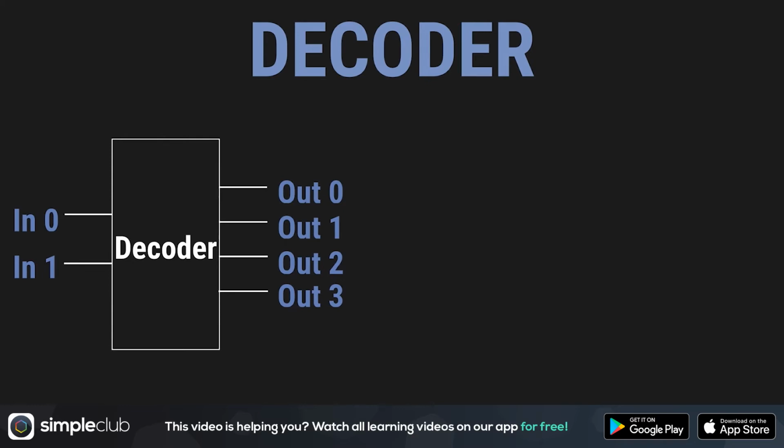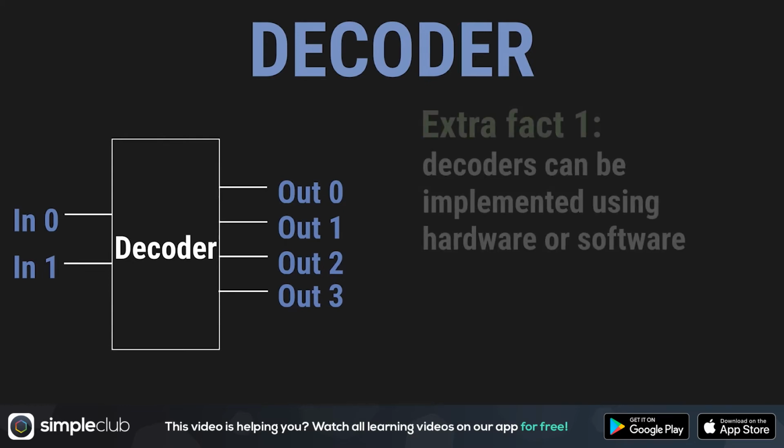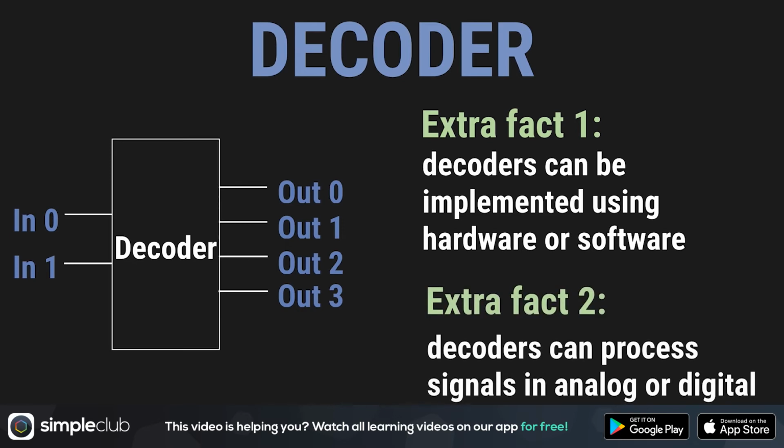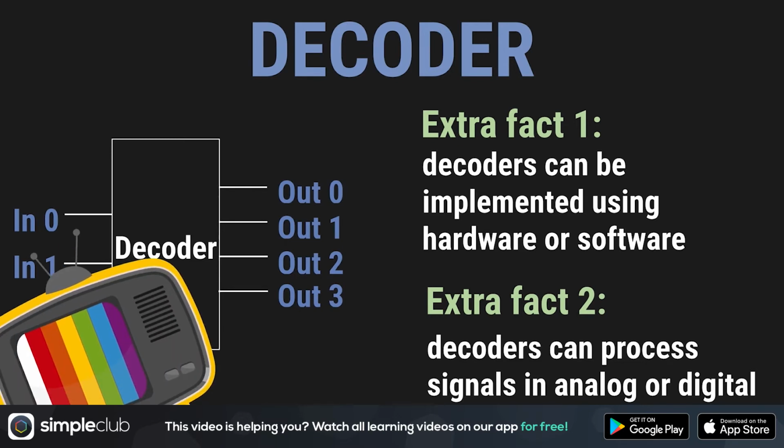But here are a few more facts about decoders. First off, decoders can be implemented using hardware or software. Second, decoders can process signals in both analog and digital form. Analog decoders are used in old analog color TVs, for instance. Digital decoders can be used in serial data transmission. And the million-dollar question is, who remembers what serial data transmission was?